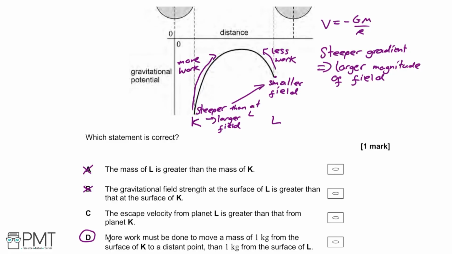For C, the escape velocity from planet L is greater than that from planet K. Well, using our knowledge that D is now the correct answer, the escape velocity is directly related to how much energy you have to put in, or how much work you have to do to escape from the surface of the planet. Since we know that we have to do more work to get off the surface of K and go to infinity than to go from the surface of L to infinity, we know that we must also require a larger escape velocity to get off K than to get off L. Therefore, C must also be incorrect. Therefore, we have no choice but to conclude that D must be the correct answer.